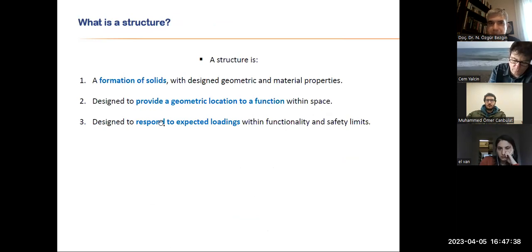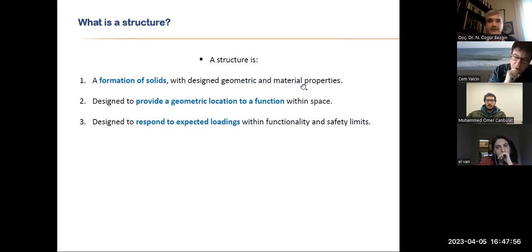Now, what is a structure? If I were to start with that definition, it is a formation of solids with designed geometric and material properties. It's a formation of solids, and we define the geometry and we define the material of that solid. And it's designed to provide a geometric location to a function within space.